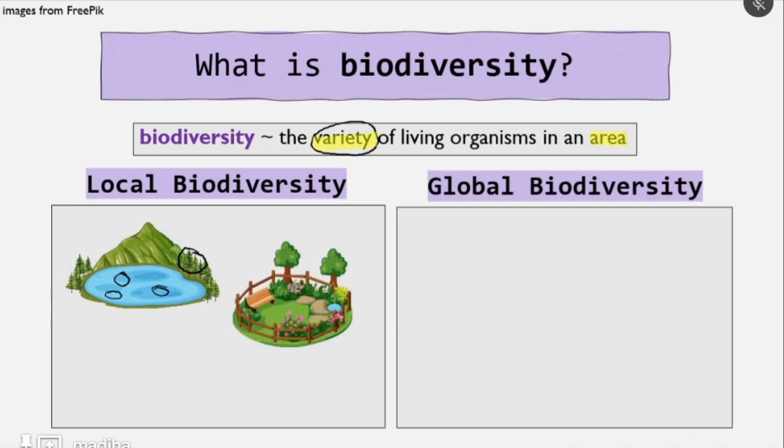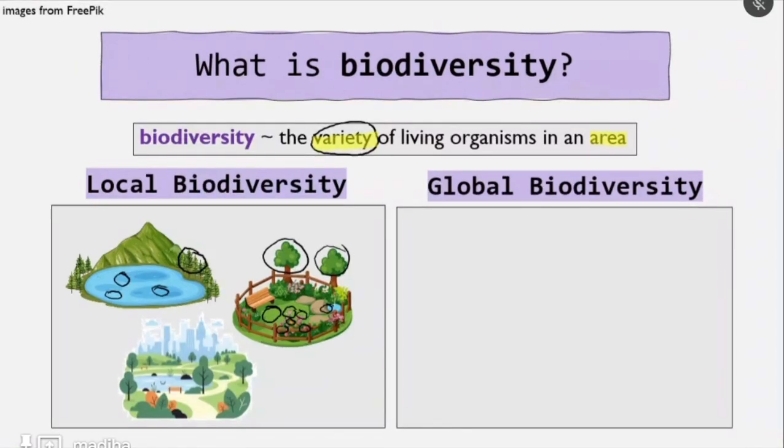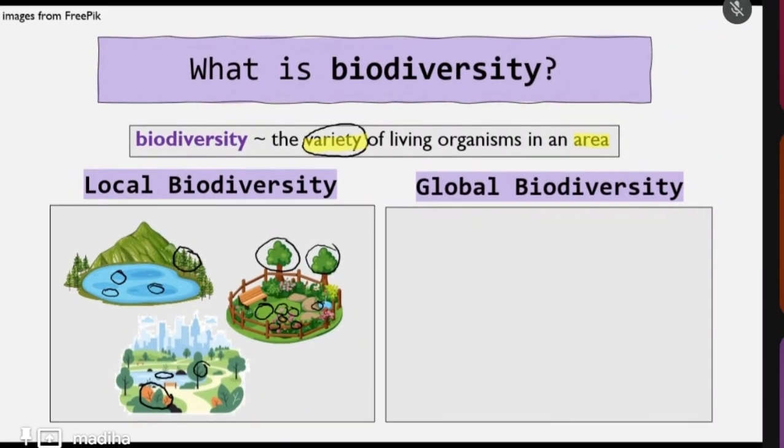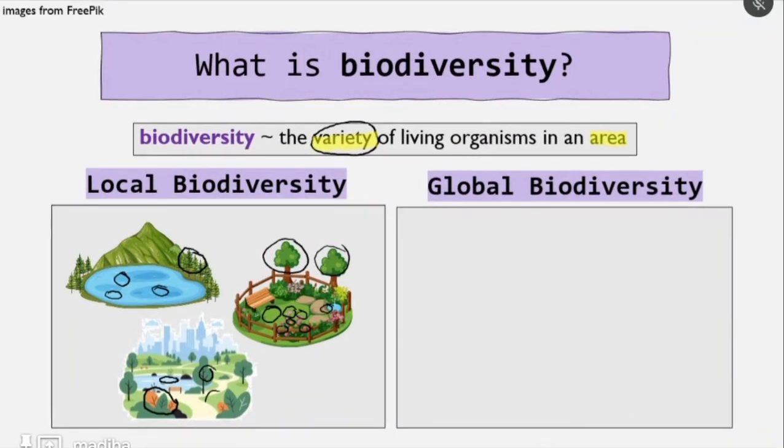You can also get, I think, a garden. You've got little flowers, all the different types of flowers. You've got the plants in the little pond, the different types of trees, even the grass species. And even urban parks, you've got different types of trees, plants, things living in the water, even animals like squirrels. You might see squirrels in the park. So the variety of organisms in that area is essentially what local biodiversity is.